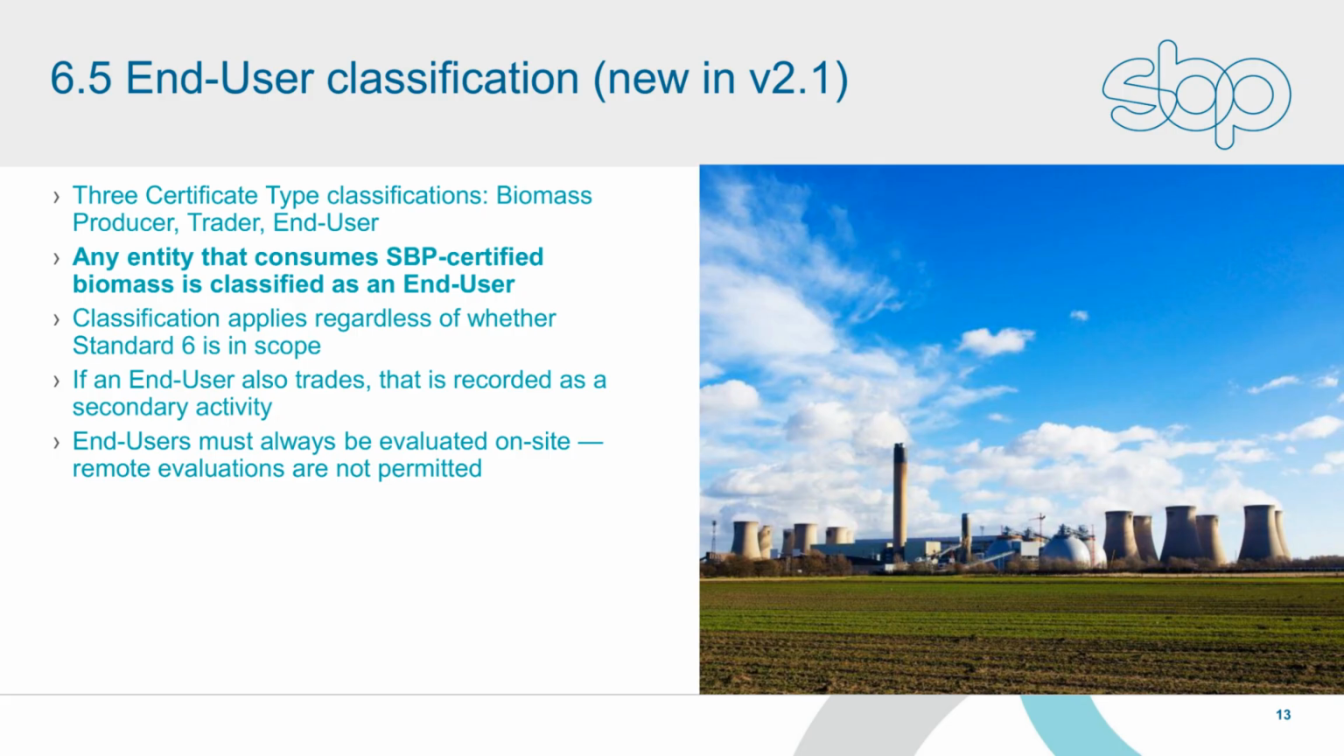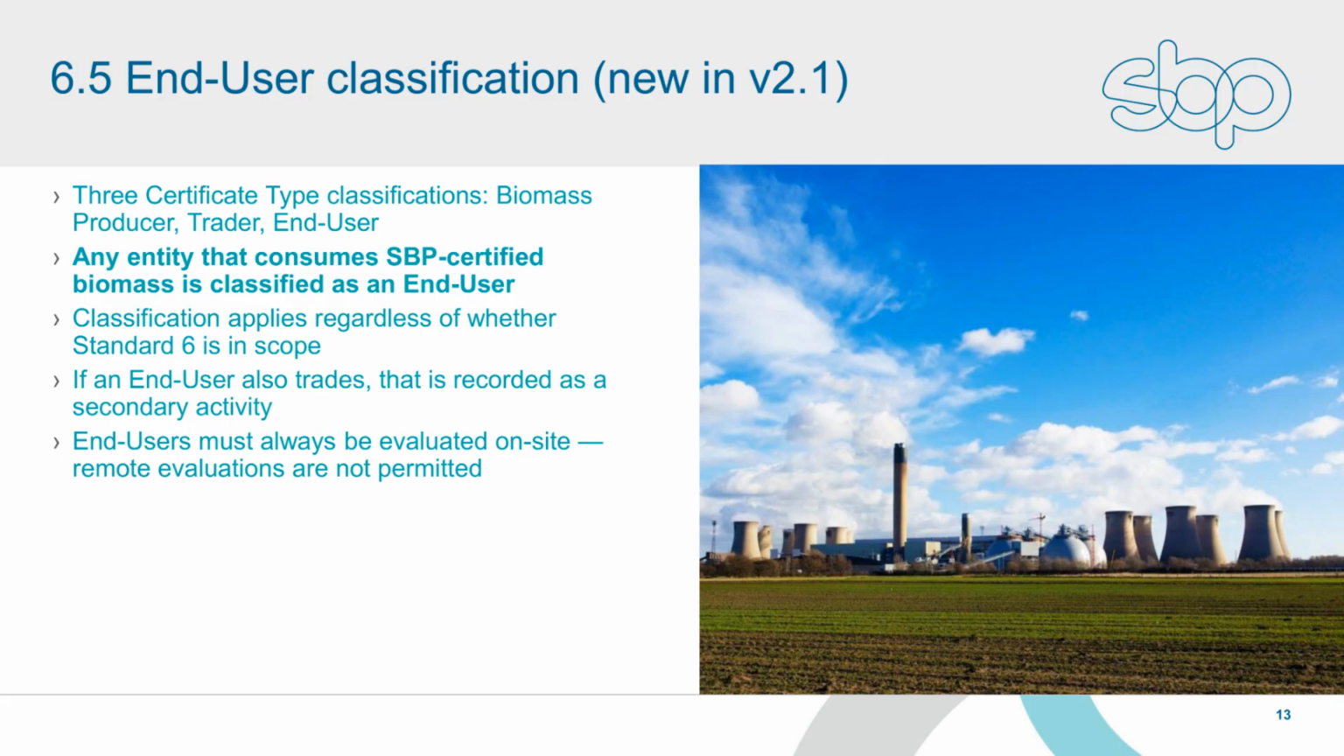Indicator 6.5 is new in version 2.1, and it settles a classification question that has been coming up for years. The rule is simple. Any entity that ultimately consumes SBP certified biomass is classified as an end user. This classification applies regardless of whether Standard 6, energy and carbon balance calculation, is included in the entity scope. If an end user also engages in trade activities, those activities are recorded as secondary. The primary classification remains end user.